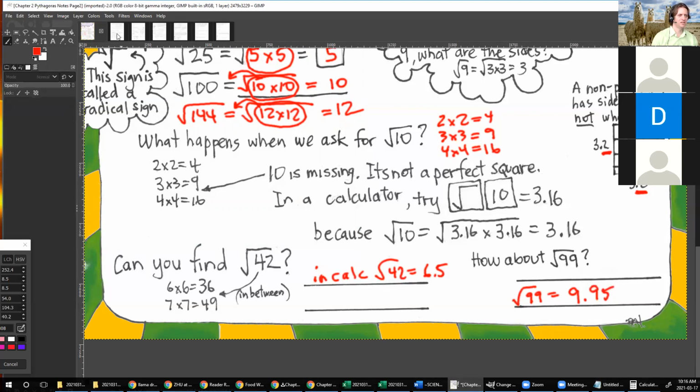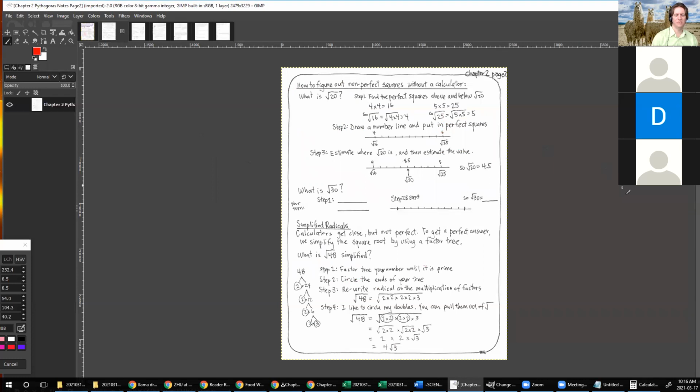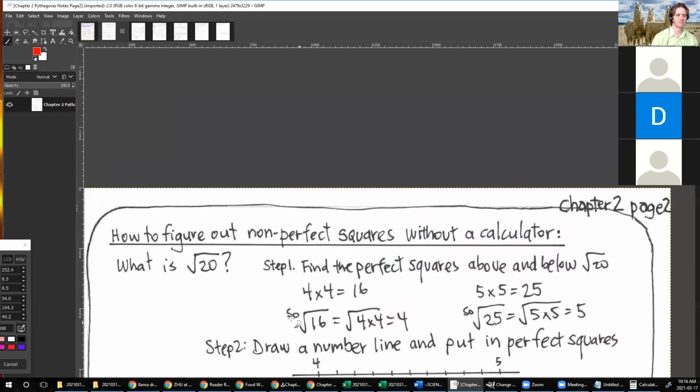Okay, I'm going to move on to page number 2, because I always take way too long at the start, never leave enough time for the end. Okay, do I have color? I do, yay.